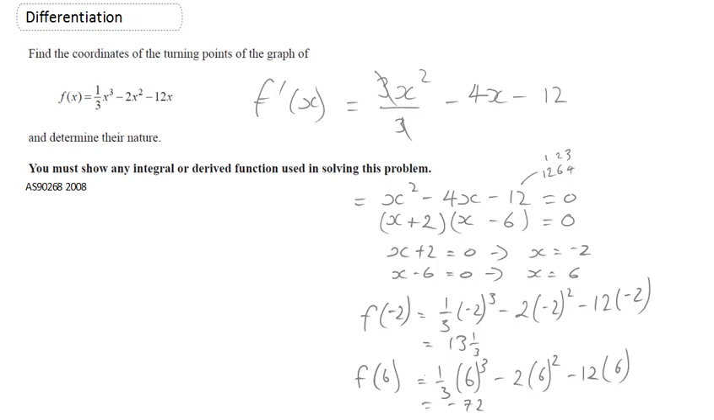So I've got the first coordinate of minus 2 and 13 and 1/3, and I've got the second coordinate of 6 and minus 72. Right, that's me finding out the coordinates. In the next video, we'll derive their nature.